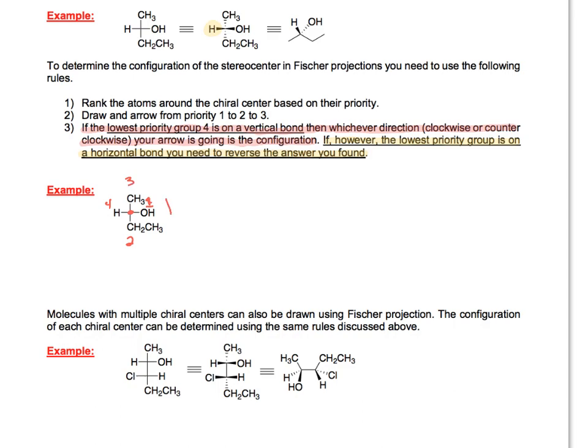And we count from 1 to 2 back to 3. If we just did that, that would give us R, which is not correct, right? Because our lowest priority group is coming out at us. So we have to reverse our answer. So it's actually going counterclockwise, and therefore this is an S stereocenter.